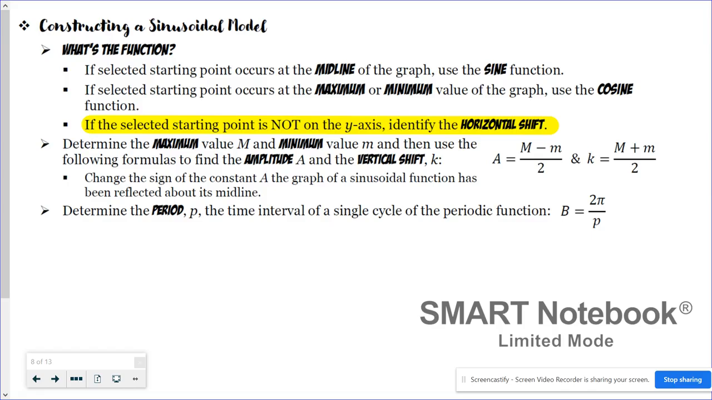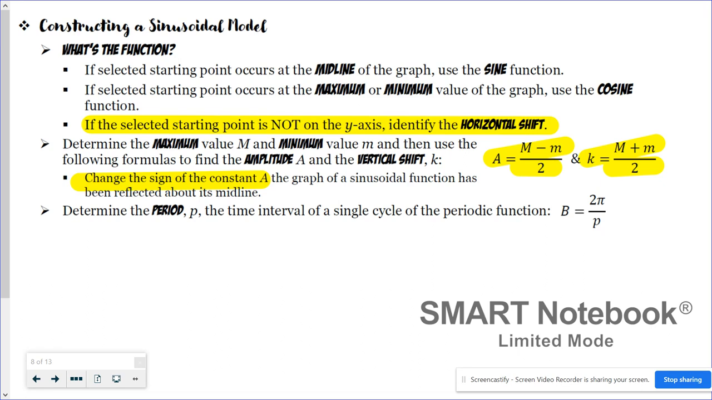So next comes the other pieces of our function: amplitude, midline, and period. Take a look at the maximum value and the minimum value of your function. The amplitude can be found by going max minus min divided by 2. And the midline can be found by going max plus min divided by 2. Now, when it comes to that amplitude, I do want you to pay attention to whether or not it should be negative, because if the function has been flipped, you want to change the sign of the amplitude when you write your function.